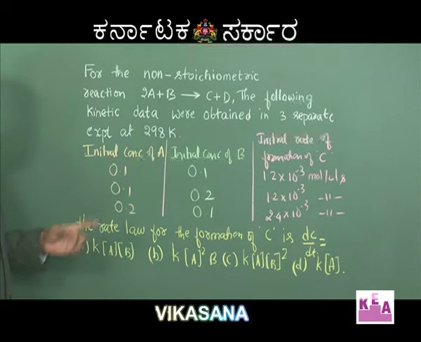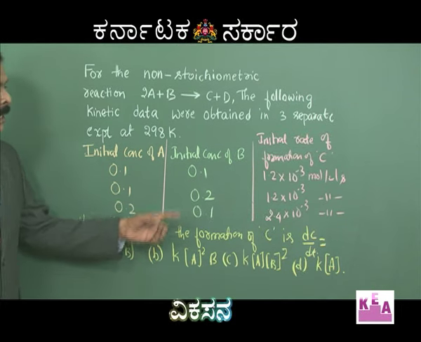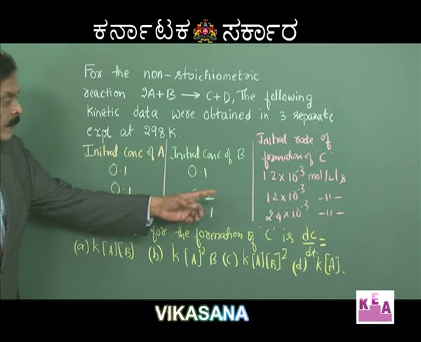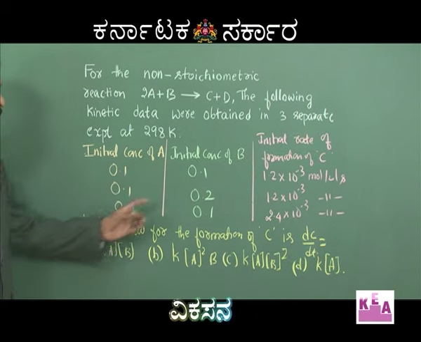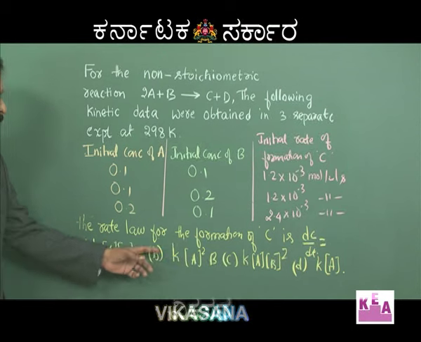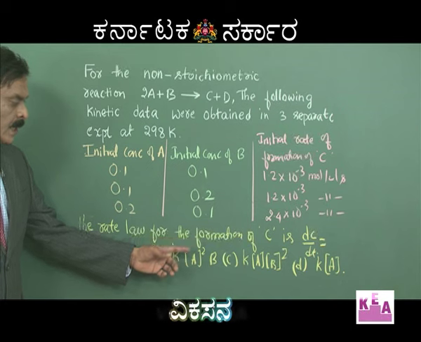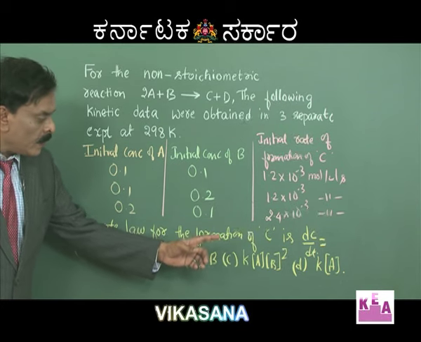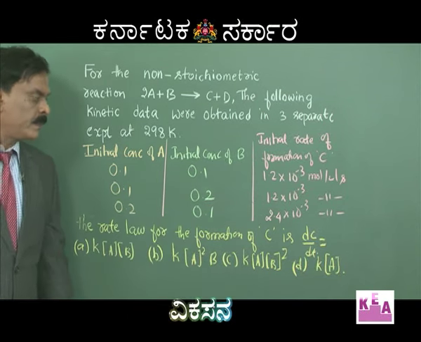Third experiment, concentration of A 0.2, concentration of B 0.1, and the rate of the reaction 2.4 into 10 to the power minus 3 mole per liter per second. The rate law for the formation of C, dC by dt, is equal to: option A, K into concentration of A into concentration of B; option B, K into concentration of A squared into concentration of B; option C, K into concentration of A into concentration of B whole squared; and option D, K into concentration of A.